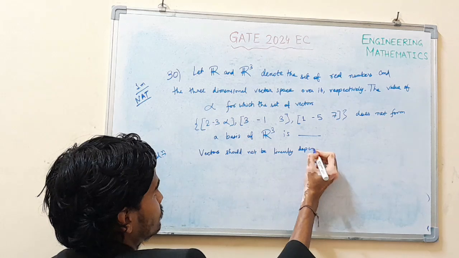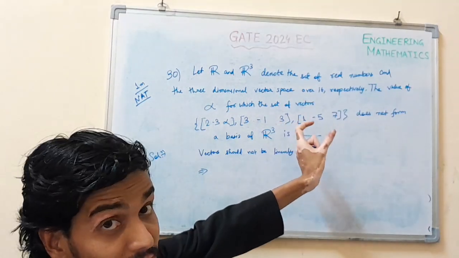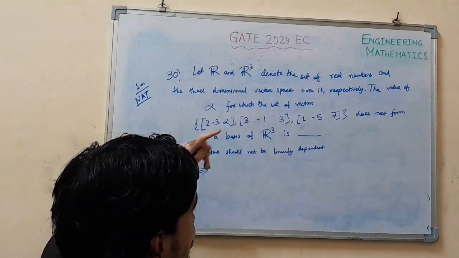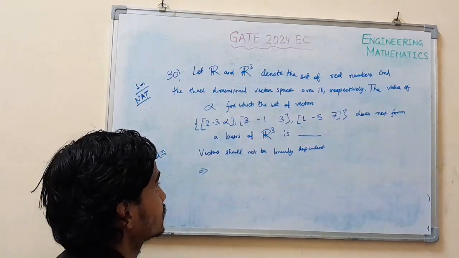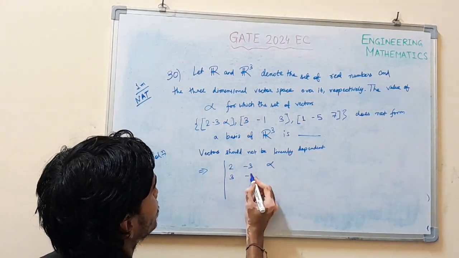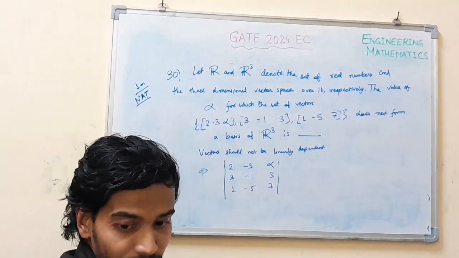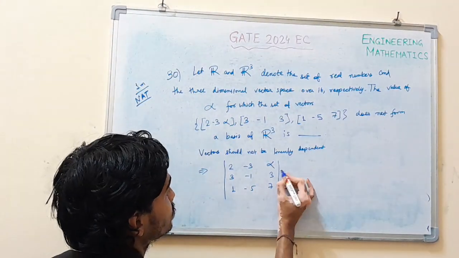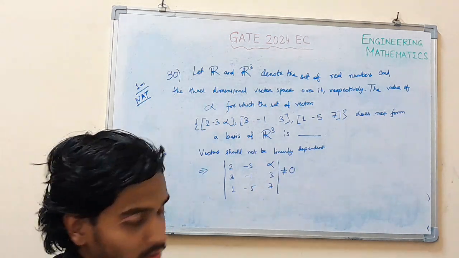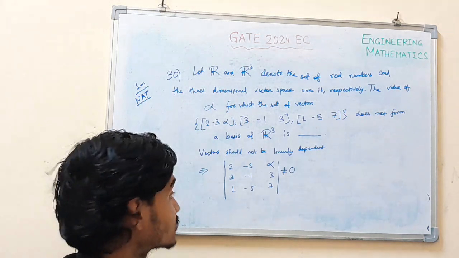Vectors are linearly dependent when the determinant formed using these vectors is zero. The determinant with rows 2, minus 3, alpha; 3, minus 1, 3; and 1, minus 1, 7 should be equal to 0. We need to find the value of alpha for this.